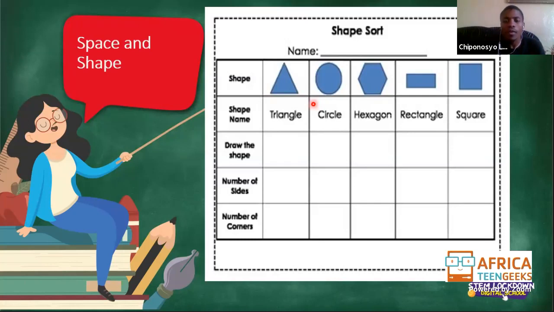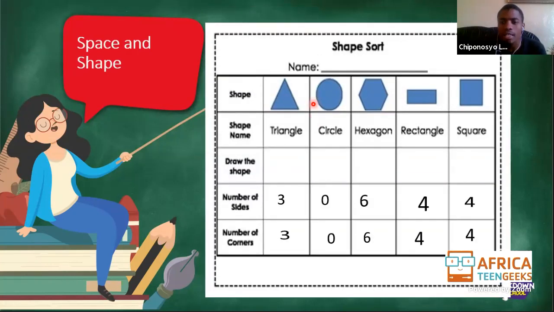So here are our answers. I know some are big, some are small, but it's fine. A triangle: 3 sides, 3 corners. Circle: 0 sides, 0 corners. Hexagon: 6 sides, 6 corners. Rectangle: 4 sides, 4 corners. Square: 4 sides, 4 corners. It's beautiful that you guys are understanding. This is what I really want.